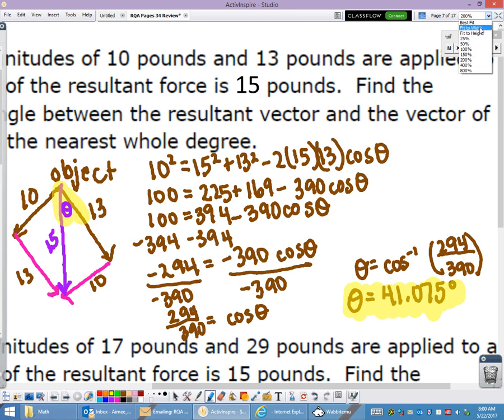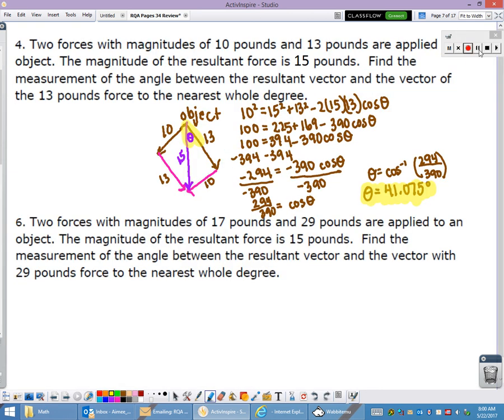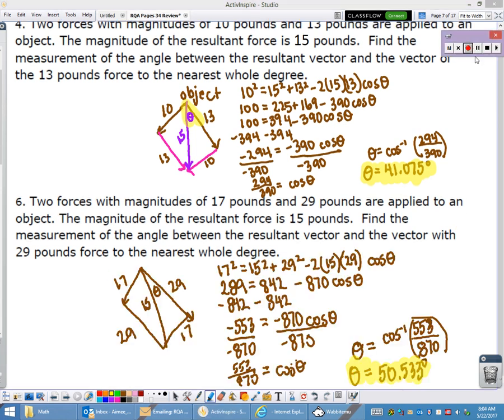So the next one you're going to do the same way. I'm going to pause the video right now and complete the problem, and then you'll be able to see it and you can pause and look at my work. Alright, so number 6, again you want to have this diagram. You're looking for this angle theta. So you start with the side opposite and plug it into law of cosines and then solve. You should get 50.533 degrees.